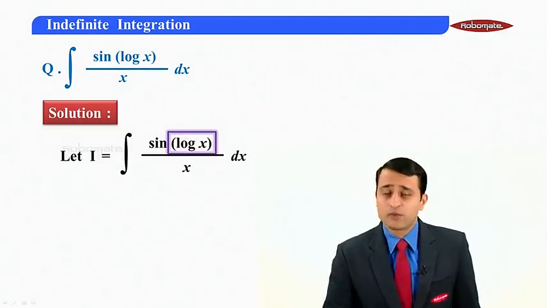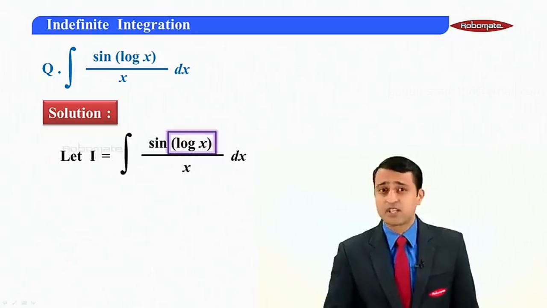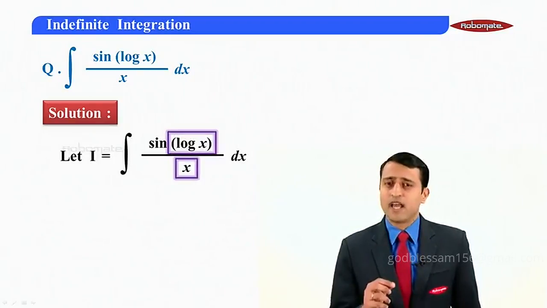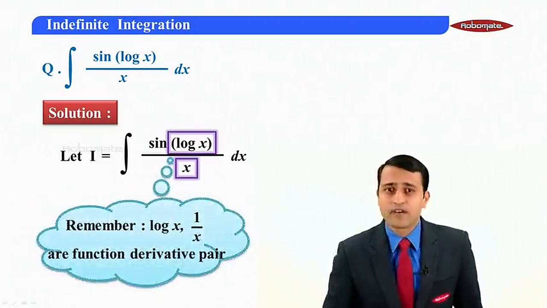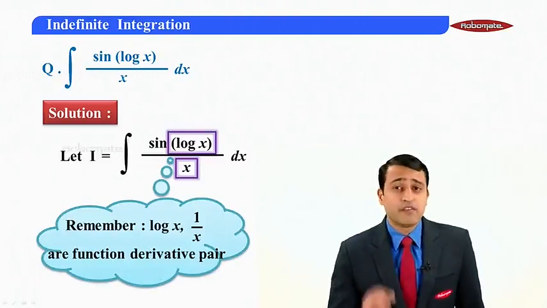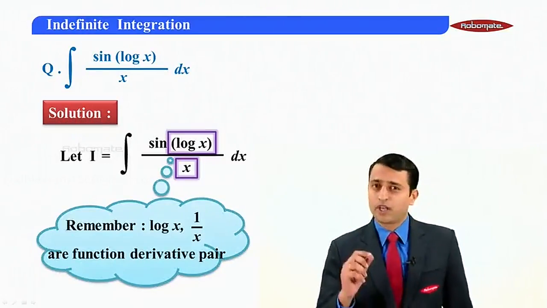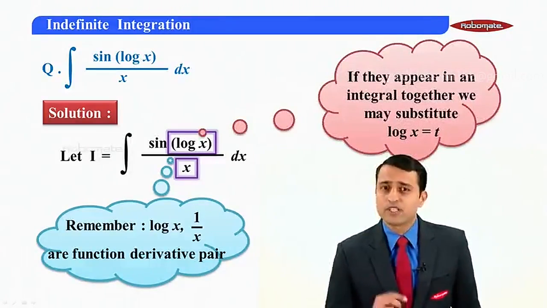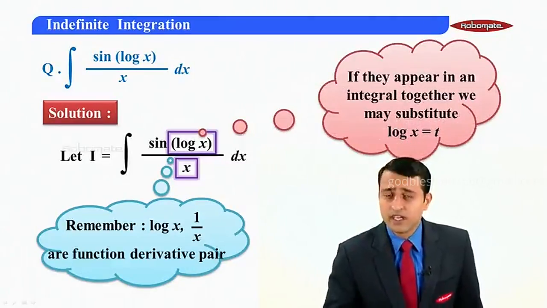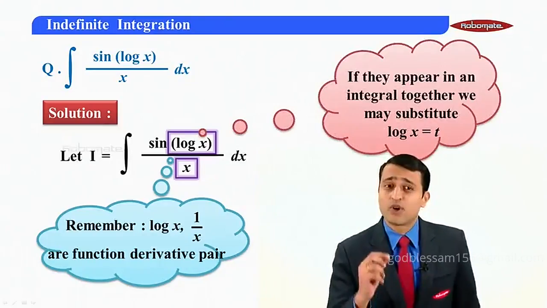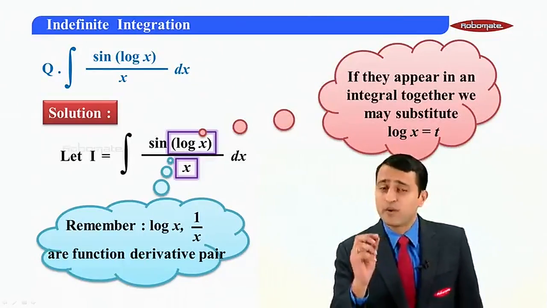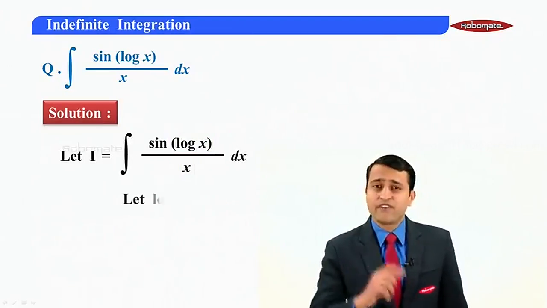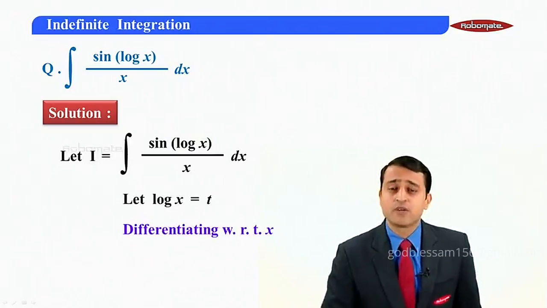So students, you may observe there is log x which makes that sine function a composite one, but along with log x you see an x in the denominator, or you may say that you have 1 by x. Now if you recall from derivatives, log x and 1 by x are a function and derivative pair. Log x is the function, 1 by x is its derivative. So if they appear together in an integral, we can substitute log x as t. Remember this, students: when log x and 1 by x are together, we may substitute log x as t. So the very first step here I will write is let log x is equal to t.